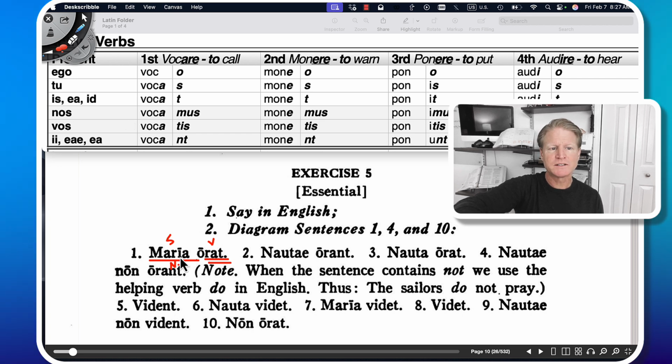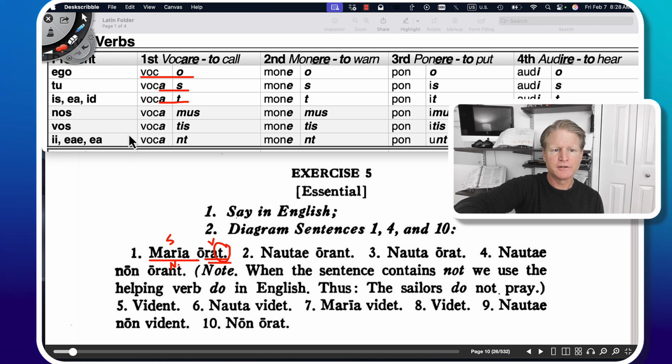So Maria orat means Maria prays. Now if we look up here, we have the verb vocō, in classical pronunciation vocō. Vocō means I call, vocās means you call, vocat means he, she, or it calls, and notice what we have here, we have orat. So this would be he, she, or it prays. In this case, she prays.